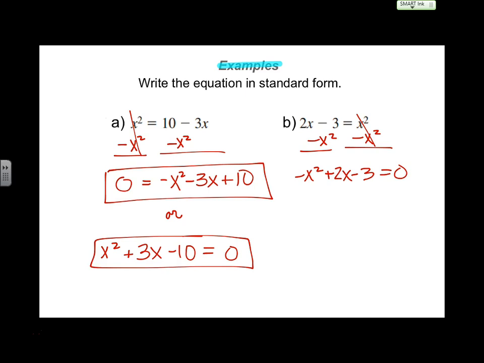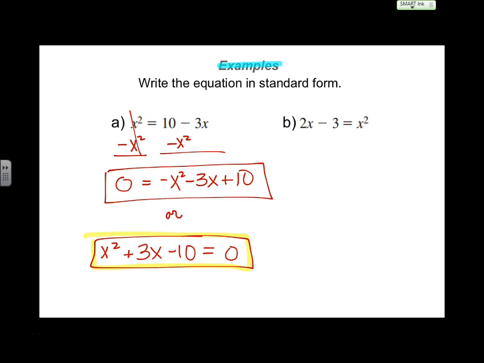So actually, just to kind of help you guys out, because I don't like teaching you something that's gonna set you up for failure sometimes. Instead of moving the x squared, as much as we can, it's actually better to try to keep that x squared positive, especially for factoring. It's so much better if x squared is positive.